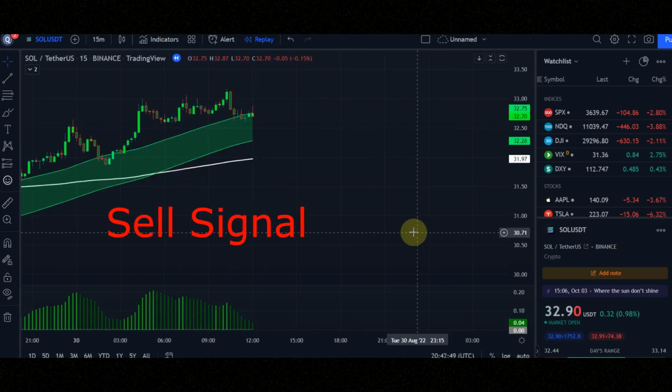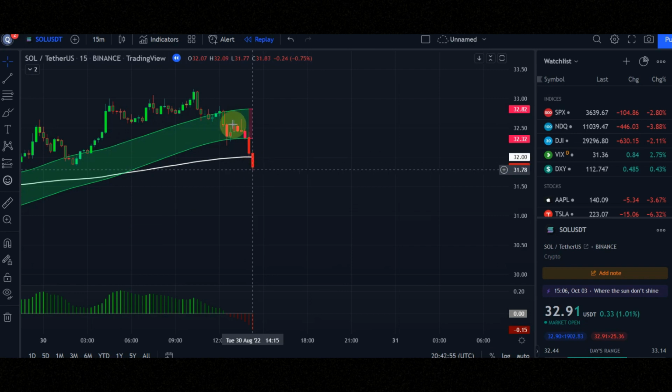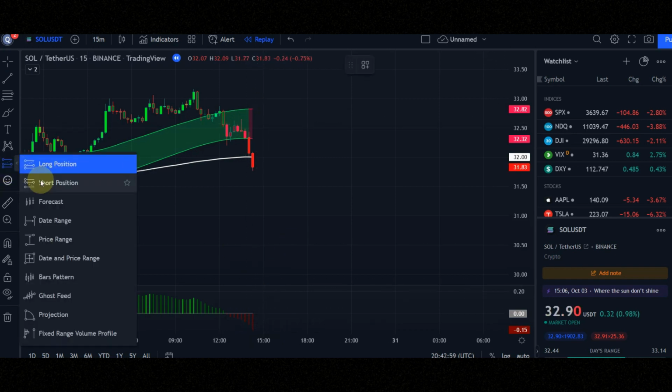For the sell signal check these conditions. Condition number 1: when candles cross the white line to down and the ribbon must be red. Condition number 2: histogram must be red. Now let's see the result of this strategy.